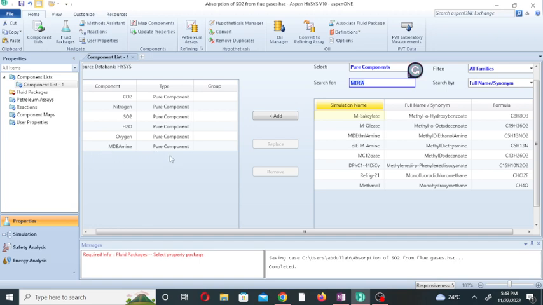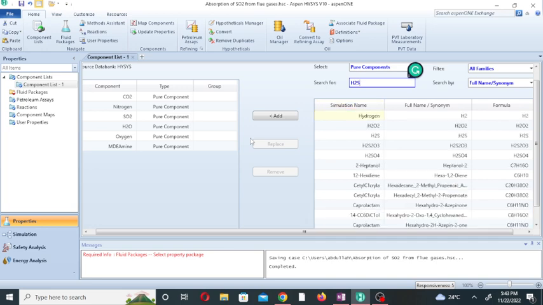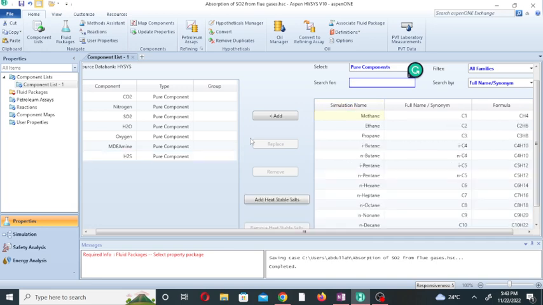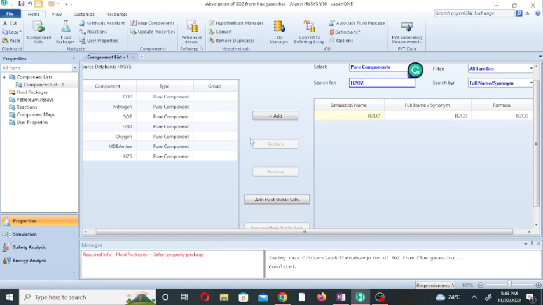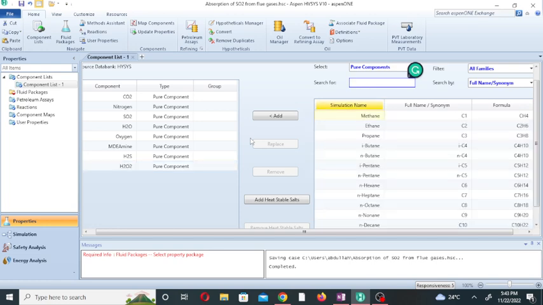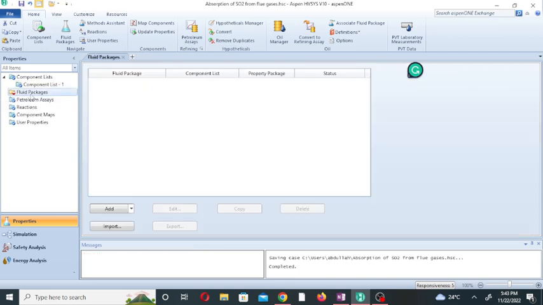Now in order to produce an acidic environment in the absorption column, we will add some other components. Other acidic components like H2S, hydrogen sulfide, and H2O2, hydrogen peroxide. So we added these components. These two are added for producing an acidic environment in the absorption column.